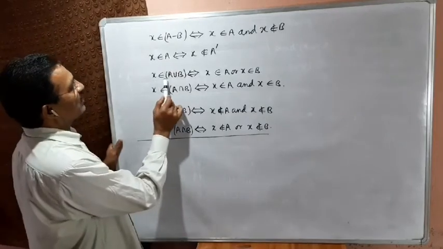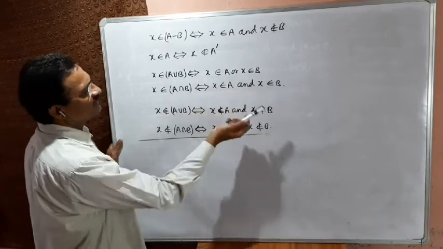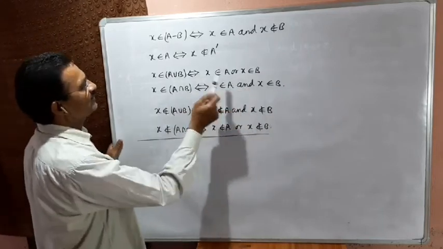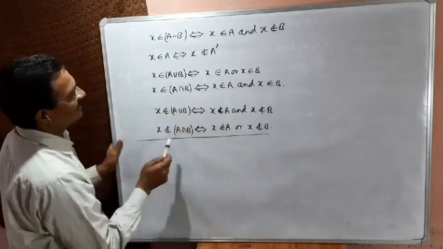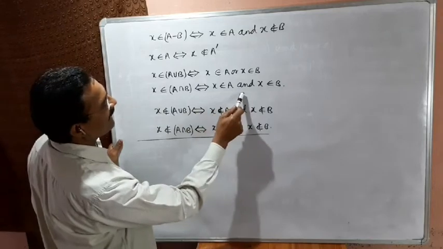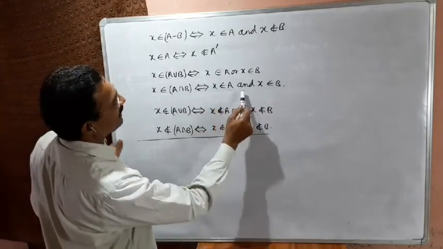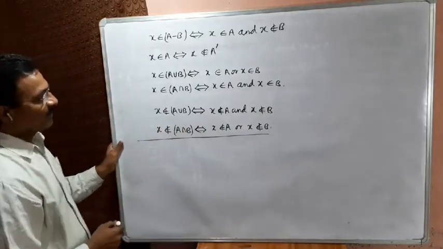This one, x belongs to A union B implies x belongs to A or x belongs to B. Very simple. In return, if x belongs to A or x belongs to B, then x belongs to A union B. x belongs to A intersection B implies x belongs to A and x belongs to B. And in return, if x belongs to A and x belongs to B, then x belongs to A intersection B.